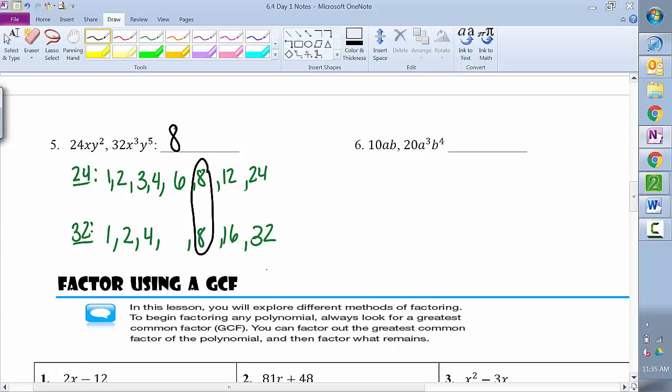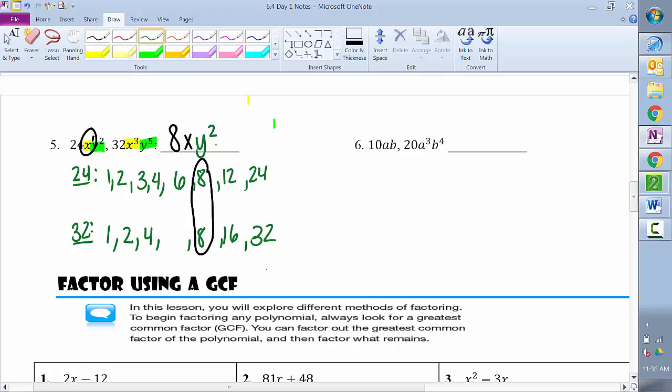Now let's talk about our variables. They're different. So my x's. Which one, how many x's could I factor out? Remember, it's the smallest exponent. Good, 1 right here. It's always the smallest exponent you see. Now look at my y's here in green. 2, good. The smallest one I see is 2. Variables are the best because they're the easiest.